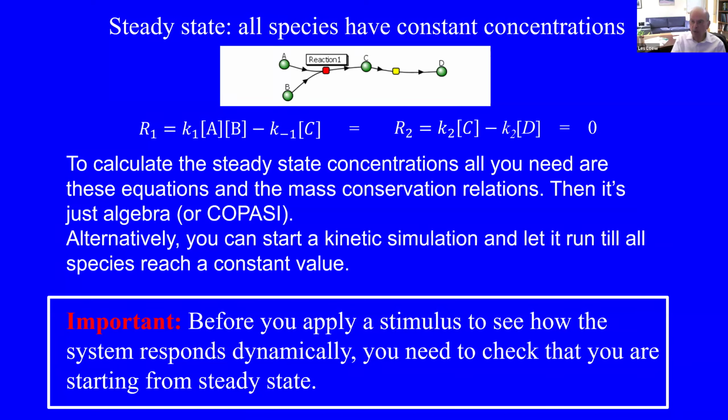It's an important concept, because people very often make a mistake when they're modeling by applying the stimulus at time 0, even when the system hasn't reached steady state. Let's say they start A and B at certain concentrations, and they don't have any C and D, and they also apply the stimulus then. Well, everything's going to change because A and B haven't had a chance to react yet. Okay, so I'm emphasizing that point because, as I said, it's often something that people have problems with.